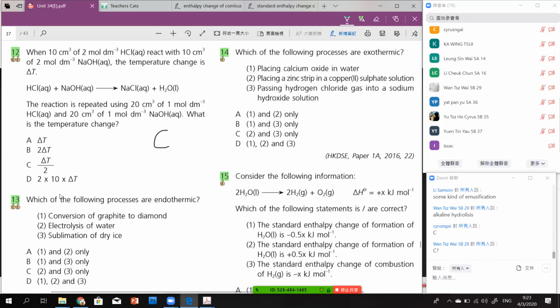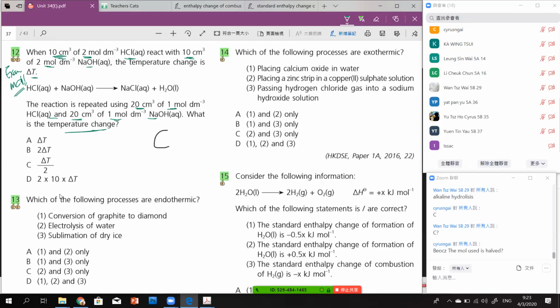If you see this one, it is very similar to exam questions, right? Very similar. So the question is, we have 10 cm cube of 2 molar HCl reacting with 10 cm cube of 2 molar NaOH. It is delta T. What if the reaction is repeated using 20 cm cube of 1 molar HCl and 20 cm cube of 1 molar NaOH? What is the temperature change?